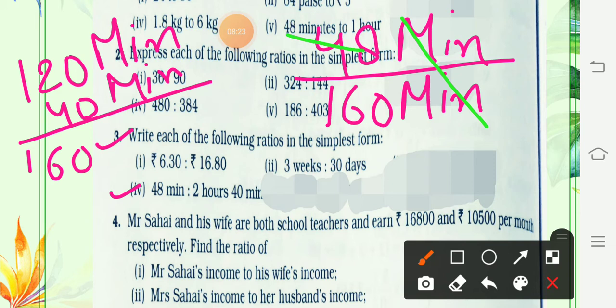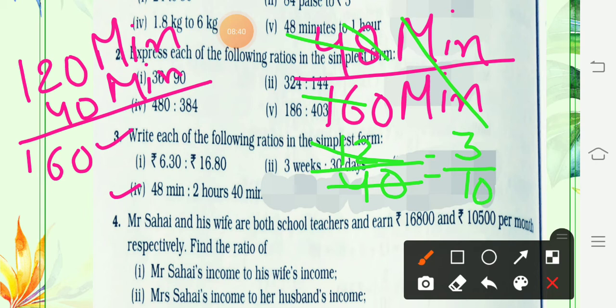4 1s are 4 and 4 2s are 8. 4 4s are 16 and 0. 12 upon 40. Cancel it by 4 again. 4 3s are 12 and 4 10s are 40. So 3 upon 10 is the simplest form of 48 minutes ratio 2 hours 40 minutes. I hope you understand questions 1, 2 and 3 very well.